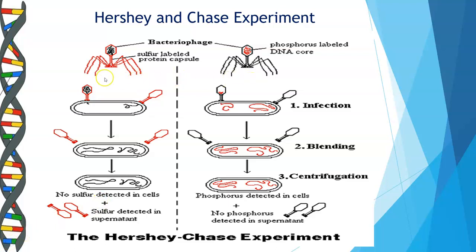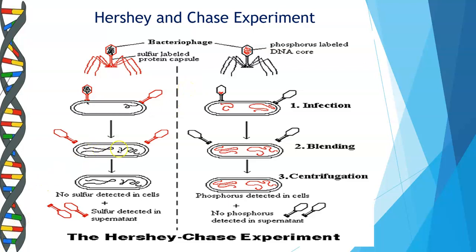Now, these radioactive phages were allowed to infect normal E. coli bacteria which were grown on medium containing normal phosphorus and sulfur. Now, as per the bacteriophage's life cycle, it normally injects its genetic material into the bacterial cell. So now we have to identify what the genetic material is, whether it's the protein coat or whether it is the DNA.